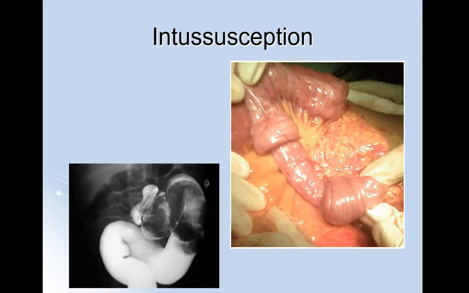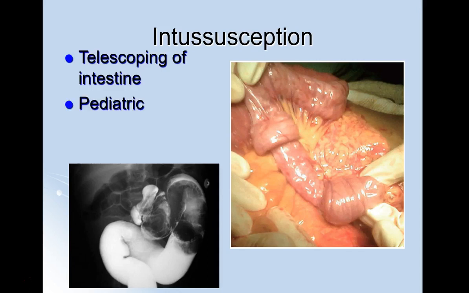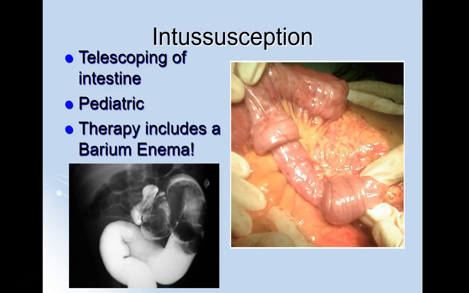Okay, let's look at intussusception. And remember, we also learned about this one last semester. This is that telescoping of the intestine. It usually happens in pediatric patients. And remember, the therapy includes a barium enema. When we put barium in rectally, often the pressure of the barium coming in will expand those loops of bowel again. So barium enema is a common therapy for intussusception.